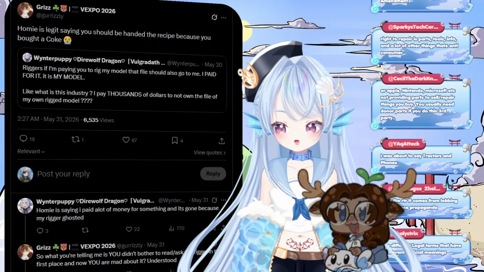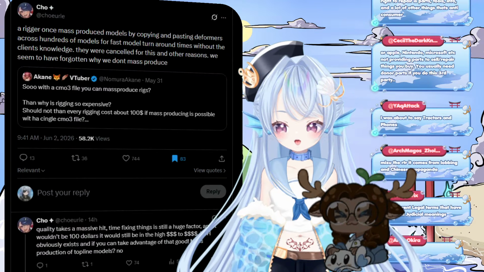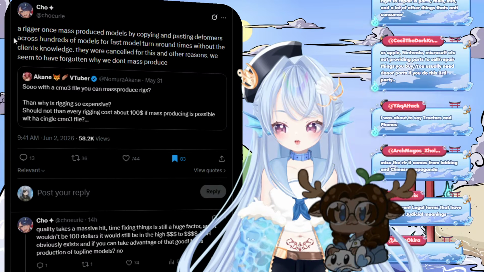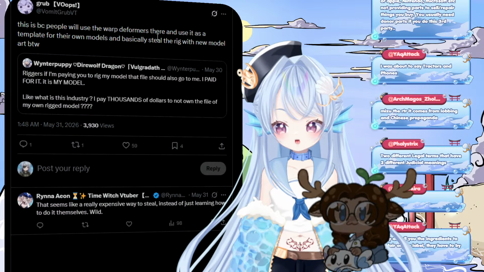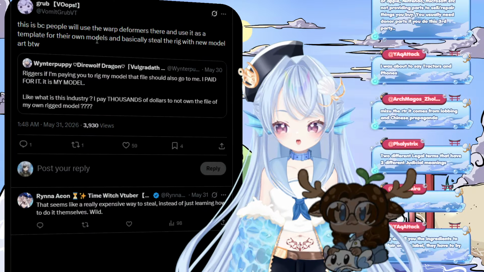So in relation to the CMO3 is mine and the Coke recipe, I have another section that's just called the fake theft argument. This one is... I'll put this one at the end and we'll come back to it. It's still technically related. This is because people use warp deformers there and use it as a template for their own models and basically steal the rig with new model art.